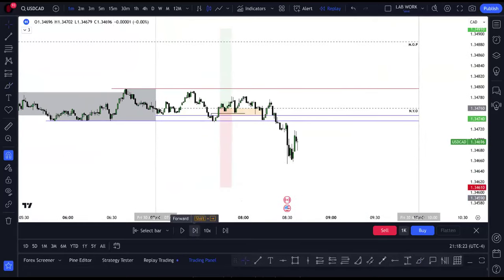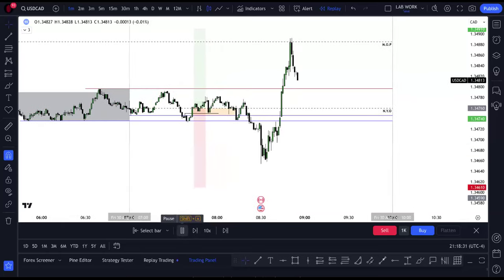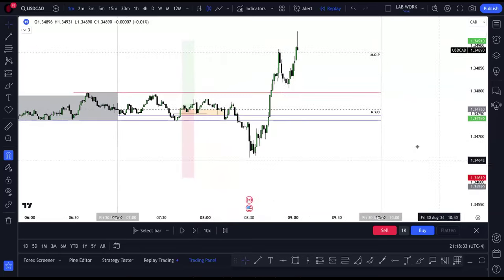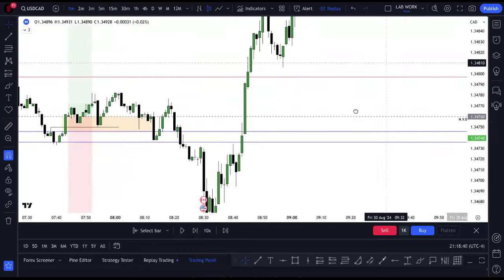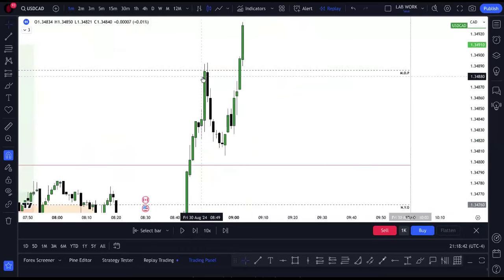There are case scenarios where going short in a discount does work, but that's not something I'm looking for all the time. Let's play it all the way through. And man, it runs right back up to New York opening price, runs back up to midnight opening price. Look how it stops there perfectly too. Ooh, look at how it stops right at midnight opening price perfectly.